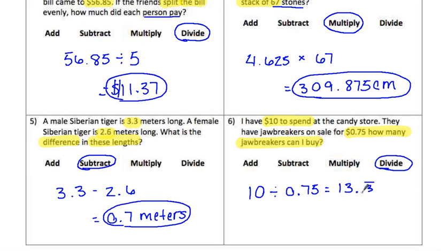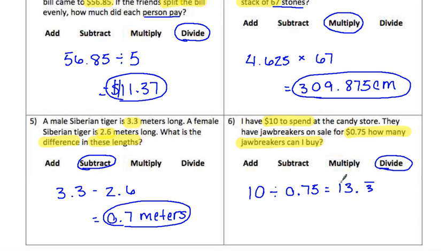Now, if we think back to our previous lesson on keywords and rounding, can I really buy 13.3 repeating Jawbreakers? Probably not. I don't want to go up to the clerk and say, can you break this Jawbreaker into 3 repeating pieces? Which would really be 1/3. And they're going to say, no, I don't want to break the Jawbreakers. So you need to round this.